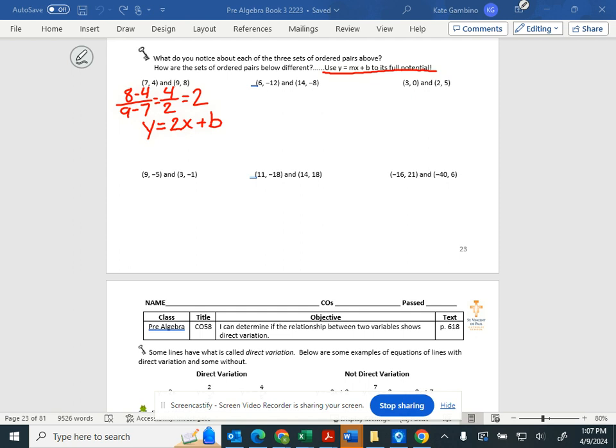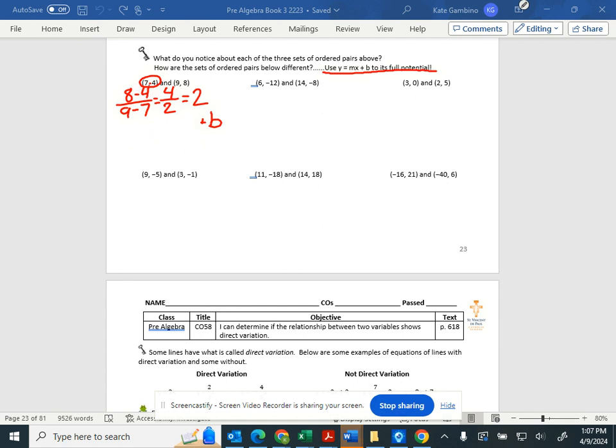Do I know an x and a y that I could fill in to find my b? Where would I find that, Madden? Do I know that the line goes through the origin? I know that my line is at 7,4. My line is at 9,8. Is 7,4 an ordered pair? Yeah, that works with my line. It's an x and a y. So I'm going to fill in my x and y and solve it for my b.